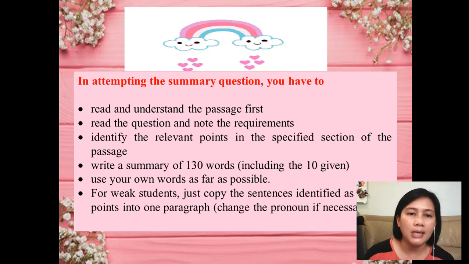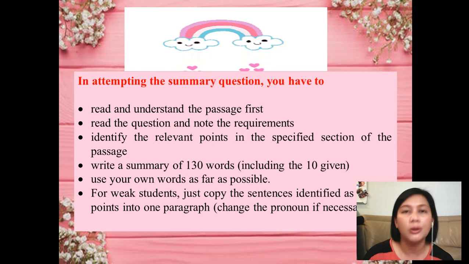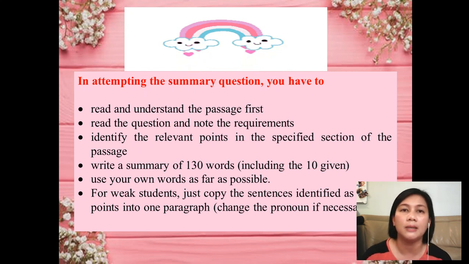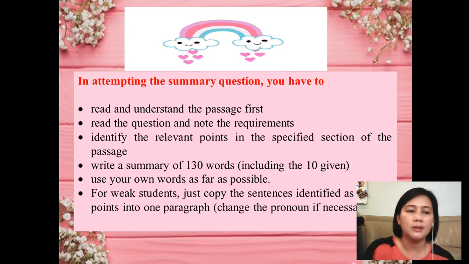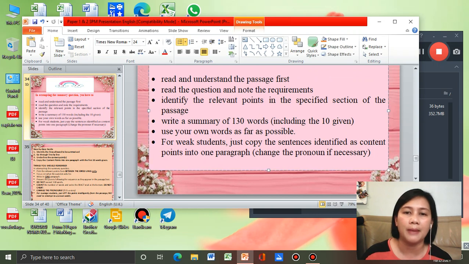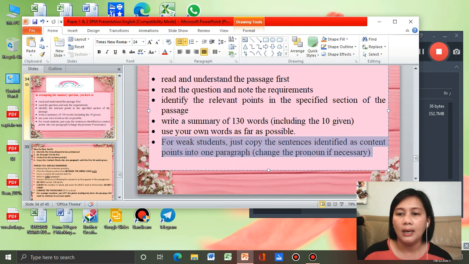Okay, and then write a summary of 130 words including the 10 words given. Use your own words as far as possible. If you can, you use. If cannot, you use the one you see in the passage. For weak students, just copy the sentences identified as content points into one paragraph. Change the pronoun if necessary. Pronouns mean kata nama. He, she, they, them. But you can copy the sentences in the passage, no problem, right?